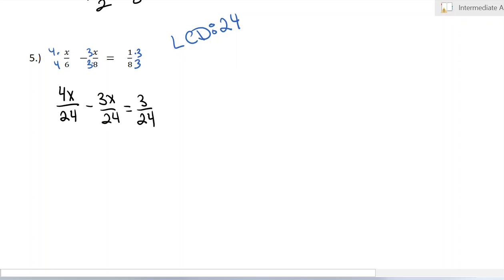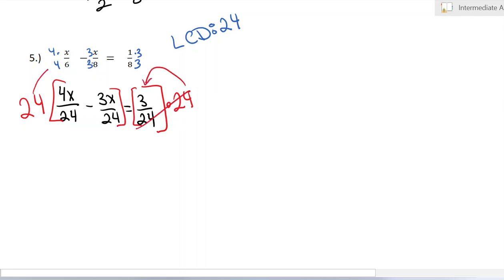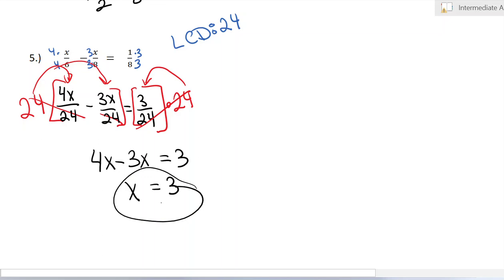By getting the exact same denominator, we can actually clear it out by multiplying by the denominator. So if I multiply both sides of the equation by 24, this is going to cancel out, and when I distribute this, the denominators cancel out. And you end up with this really nice looking basic equation. So x equals 3. Again, I would still double check, put that back in, make sure it works out okay.